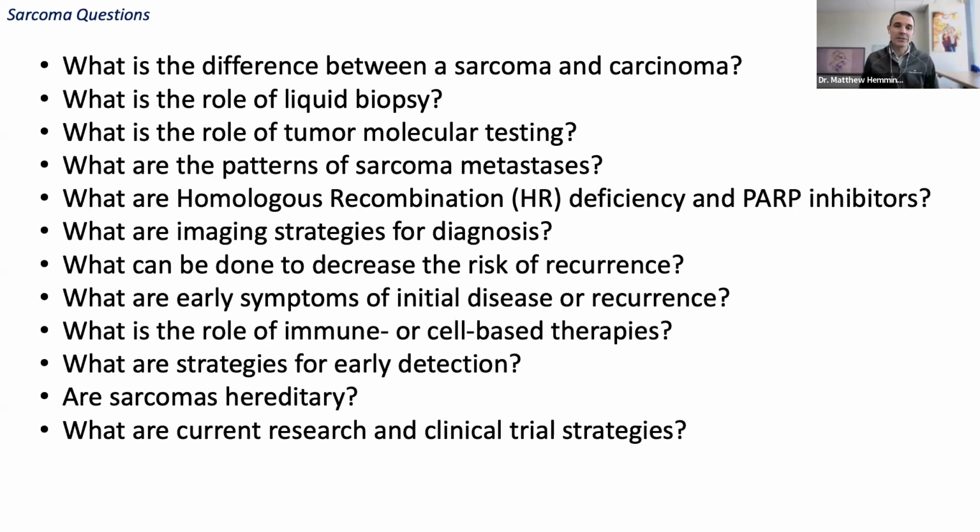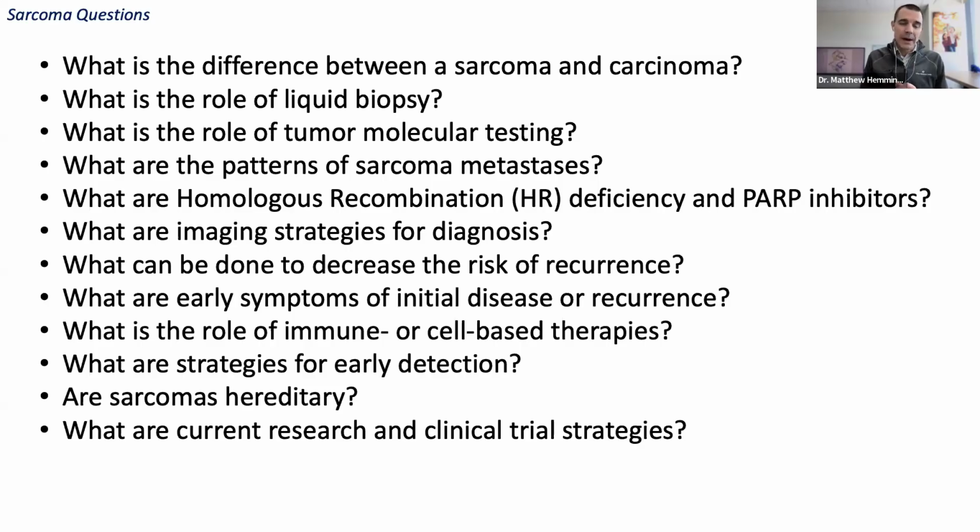You'll also hear that sarcomas derive from mesenchymal origins, and that derives from the embryo and how we think about the three lines of differentiation within an embryo. Sarcomas come from mesenchymal tissues as opposed to epithelial tissues and brain tissues, which come from other embryologic origins.